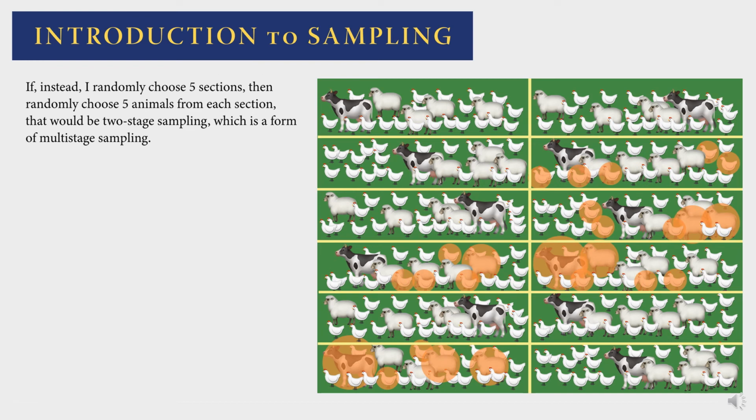Multi-stage sampling refers to cluster sampling where you sample within the clusters. In this case, I could randomly select 5 clusters and then randomly select 5 animals from each cluster. That would be two-stage sampling because I sampled in 2 stages.